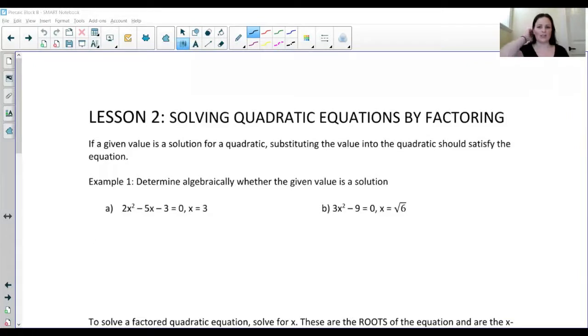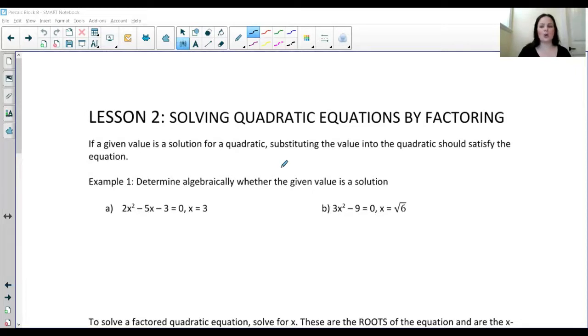Again, you don't have to be taking the notes, but it helps guide the conversations and, in my opinion, it helps if you do the notes, because you can stop, rewind, try, pause, try, watch the videos. So if a given value is a solution for a quadratic, substituting the value into the quadratic should satisfy the equation.